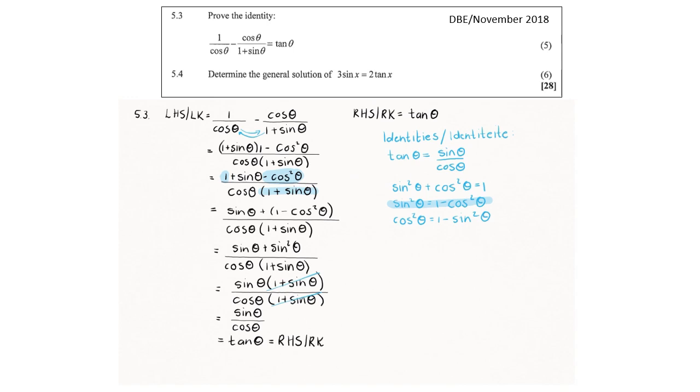This question counted 5 marks, and you get marks for the following: 1 mark for the common denominator, 1 mark for 1 minus cos squared theta, 1 mark for the simplification, 1 mark for the correct factors, and then 1 mark for sine theta over cos theta.